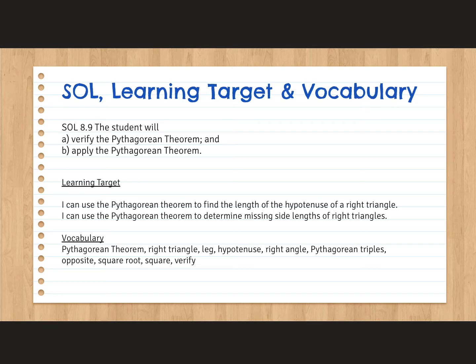So the learning targets for today: I can use the Pythagorean Theorem to find the length of the hypotenuse of a right triangle. I can use the Pythagorean Theorem to determine the missing side lengths of a right triangle. Some key vocabulary that we're going to focus on is Pythagorean Theorem, right triangle, leg, hypotenuse, right angle, Pythagorean triples. We're mostly going to focus on that a little bit later. Opposite, square root, square, and verify.